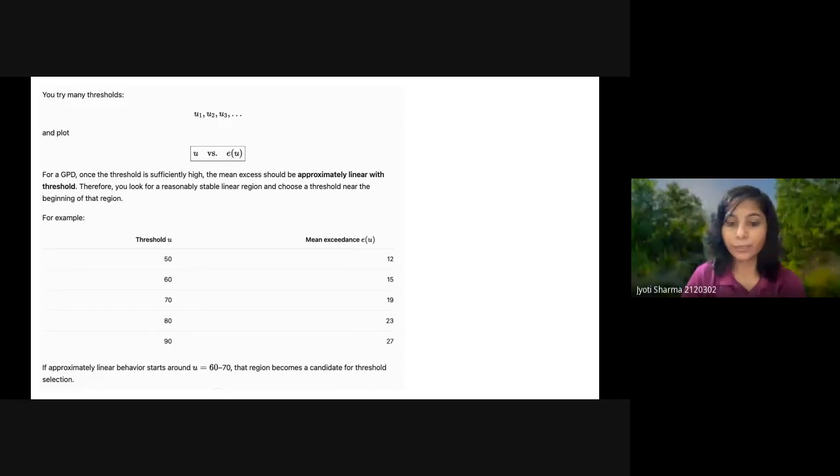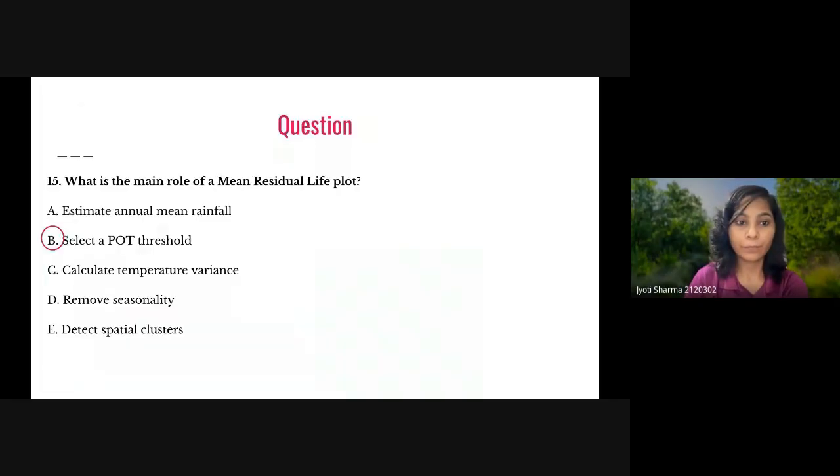What is the main role of the mean residual life plot? So this is to select the threshold, peak over threshold. So the main role of the mean residual life plot is to select the threshold.